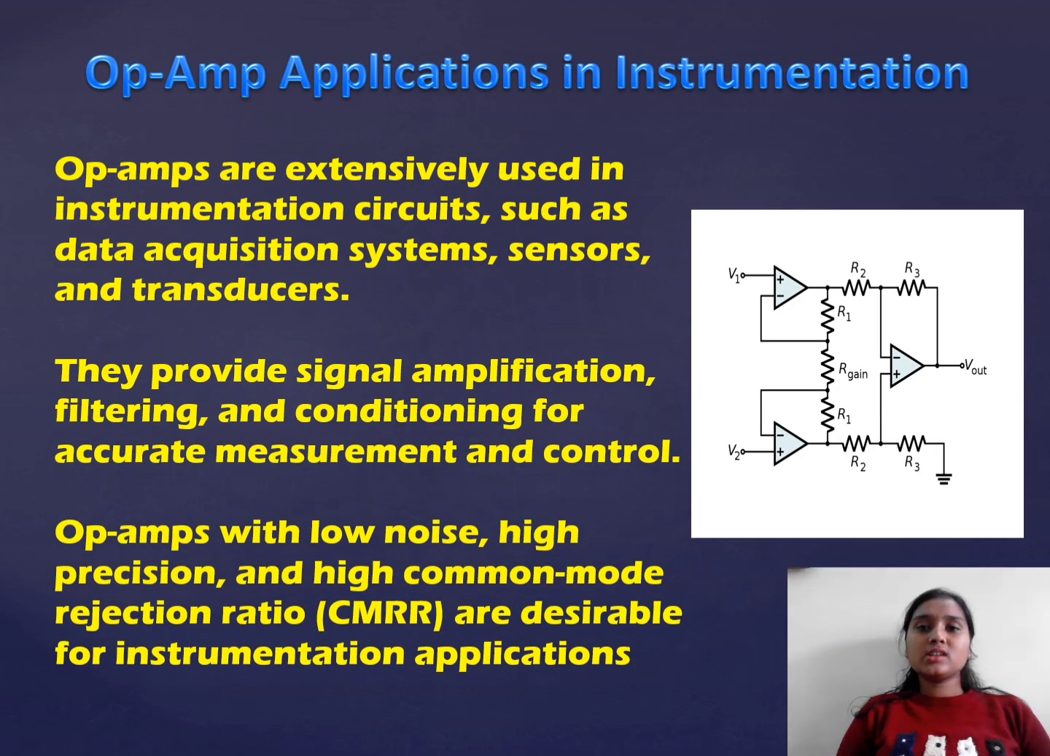Op-amp application in instrumentation. Op-amps are extensively used in instrumentation circuits such as data acquisition systems, sensors, and transducers. They provide signal amplification, filtering, and conditioning for accurate measurement and control. Op-amps with low noise, high precision, and high common mode rejection ratio are desirable for instrumentation applications.